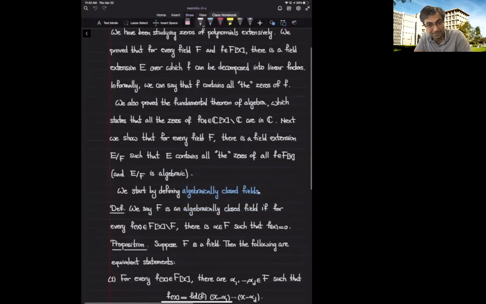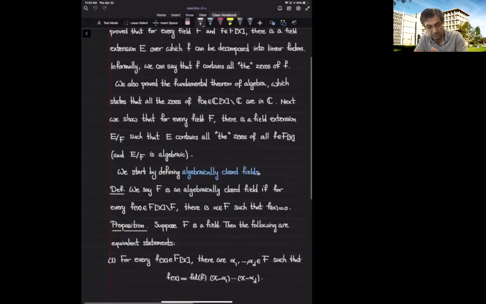What kind of field is that? Remember, over Q or over the real numbers, we have proved the fundamental theorem of algebra, which says that if I give you a polynomial with coefficients in the complex numbers, then we can find all the zeros of this polynomial in the complex numbers themselves. So this brings us to the definition of algebraically closed fields.